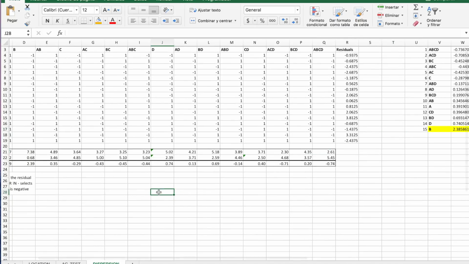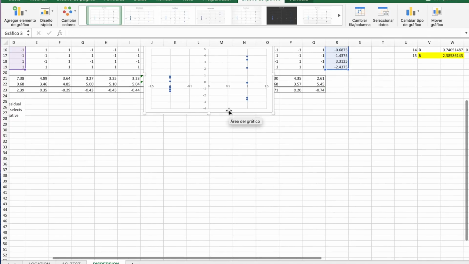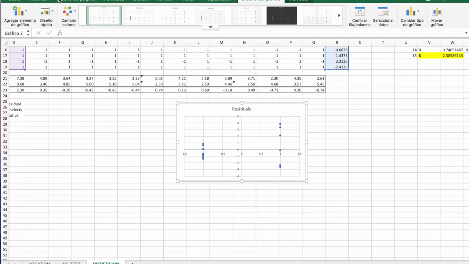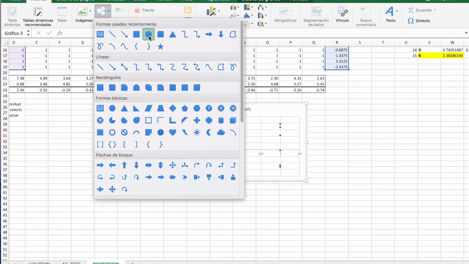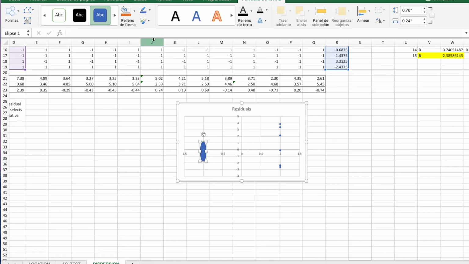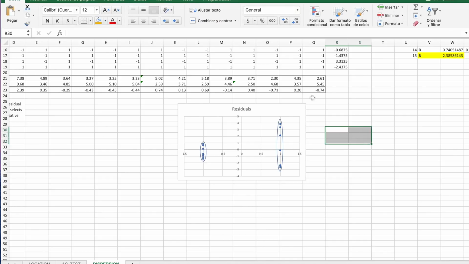So we're going to do a test to know whether we choose B positive or B negative, and we grab B and then the residuals, and we're going to make a graph of dispersion, and we see the B negative values are less dispersed than the B positive values. We put this circle so we kind of see how dispersed they are. So we're going to recommend to use the B negative because they're less dispersed.